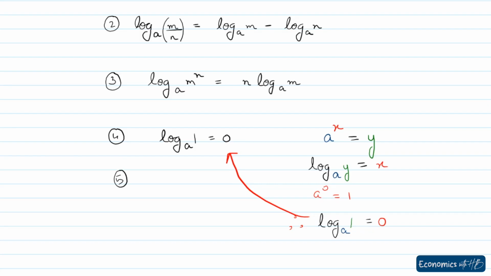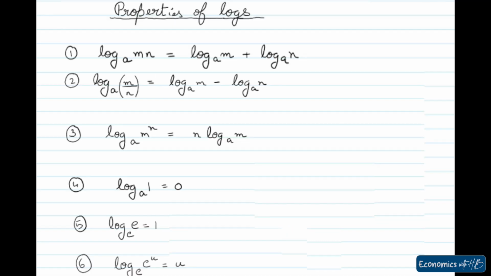Fifth property is log e to the base e is equal to 1. Remember this as it is. Sixth property is log e to the power u to the base e is equal to u. Here u is any function of x. Remember this one as well. So these are the 6 properties that you see on your screen. We will use all of these extensively in solving questions on derivatives of logs now.